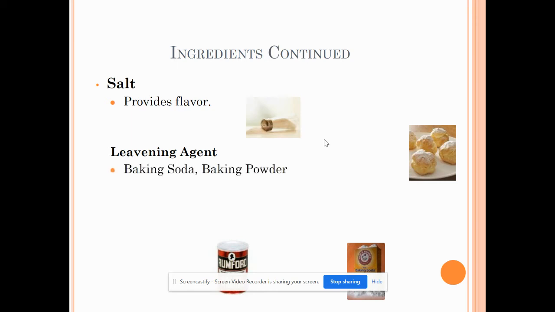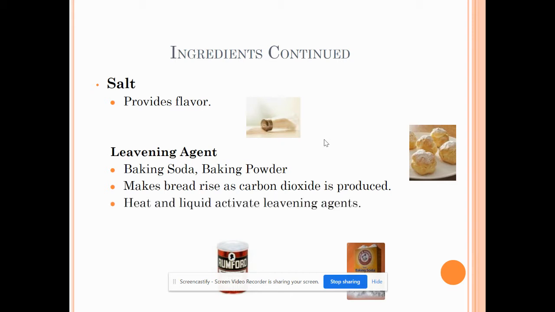Leavening agents, these are the stars of the show. As I've already mentioned, baking soda and baking powder are going to be the main leavening agents. These are known as chemical leavening agents. Chemical leavening agents allow your baked products to rise at a faster rate. This is due to the carbon dioxide that is produced when mixed with other ingredients. Heat and liquid activate these leavening agents. So when you put them into the oven and you begin to see them rise, that is due to leavening agents.